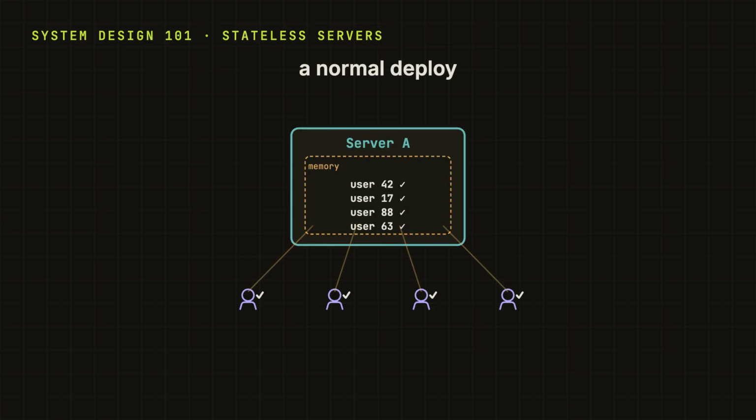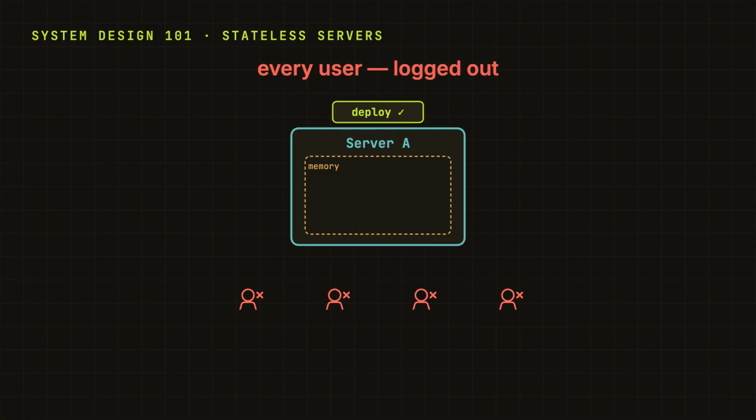Okay, so you ship a new version of your app, a normal deploy, nothing fancy. The server restarts with the new code, and every single user gets logged out all at once. Nothing was hacked, nothing broke. You just restarted a server. So, why did that log everybody out?